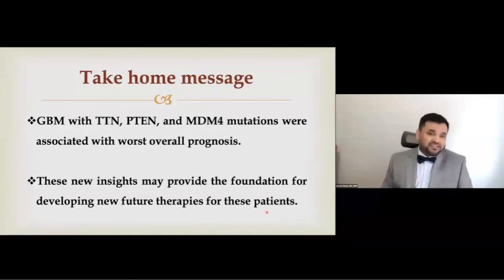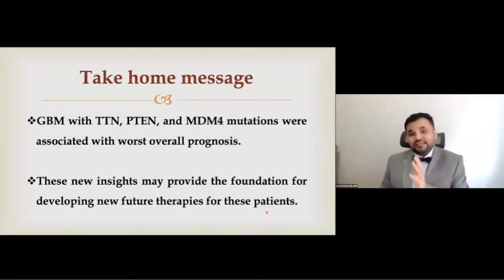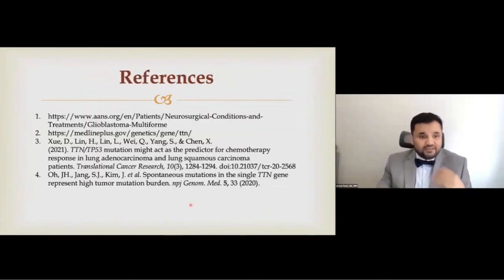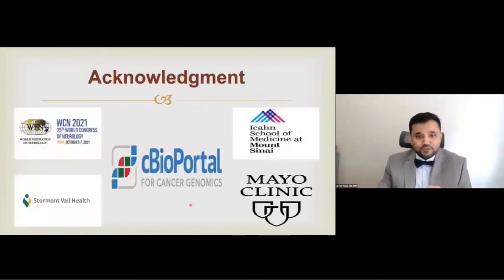The take-home message from our study is that GBM with TTN, PTEN, and MDM4 mutations were associated with the worst prognosis. This study could create insight and may provide the foundation for developing new future therapies and therapeutic targets for these patients. And here are some of the references we used for our study.